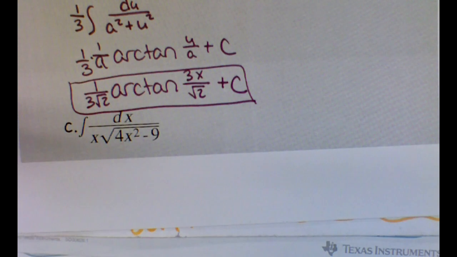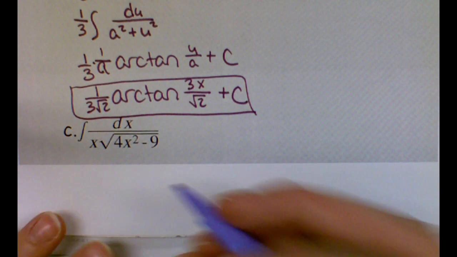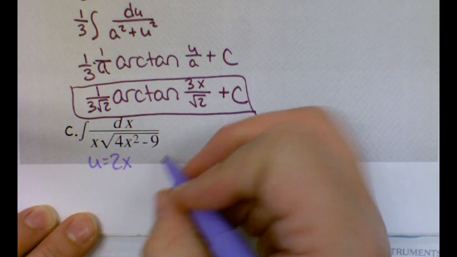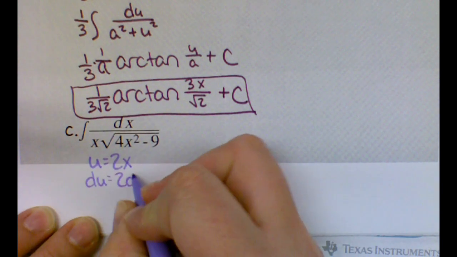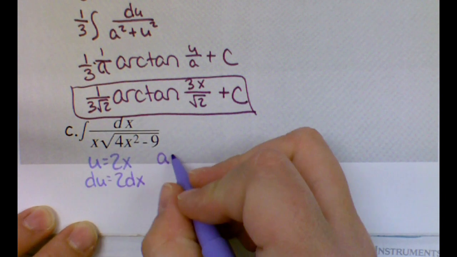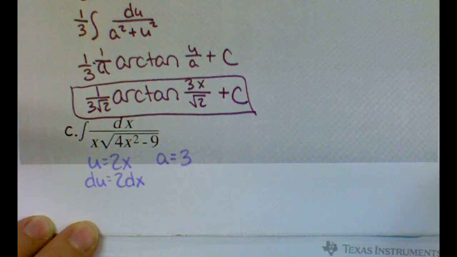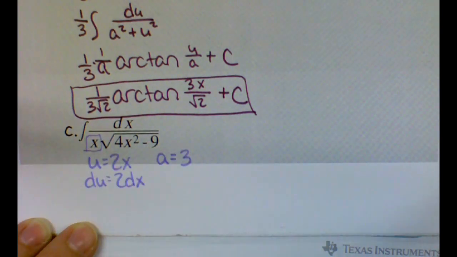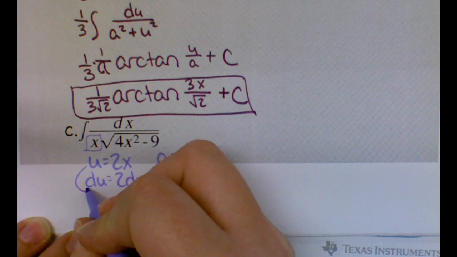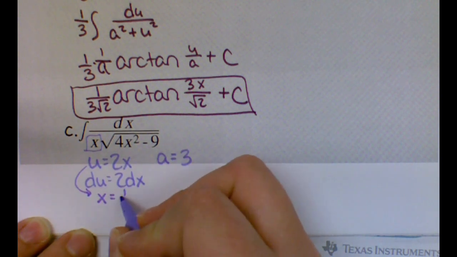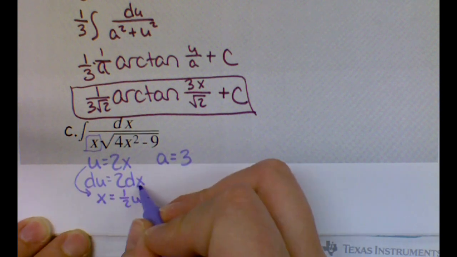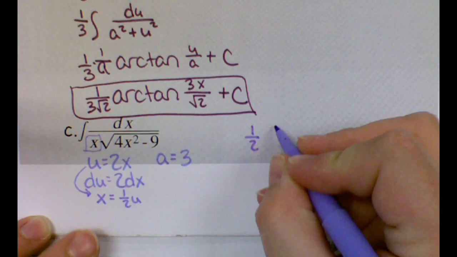And finally, part C here, this one looks to me the most like arcsecant. In arcsecant, our u squared gives me 4x squared, so u must be 2x, which means du is 2 dx. And our a squared gives me 9, which means a must be 3. Now the trick here is that we don't have a 2x in the front. We have just an x. So if I took this equation and solved for x, I'd get 1/2 u. Also, because du is 2 dx, we need to multiply that 1/2 out front.